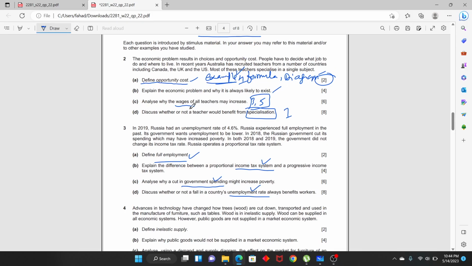First tip over here. Second is explain the economic problem. You know the economic problem and why it is always likely to exist. There are 2 parts to explain the economic problem. One, what it is, second is why it is always likely to exist. You need to discuss the scarcity thing over here. So you need to answer both the things. That's why 4 marks are given, 2 for this and 2 marks for this.